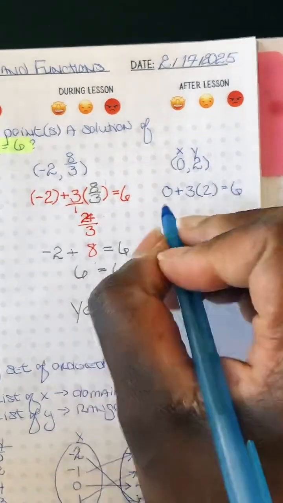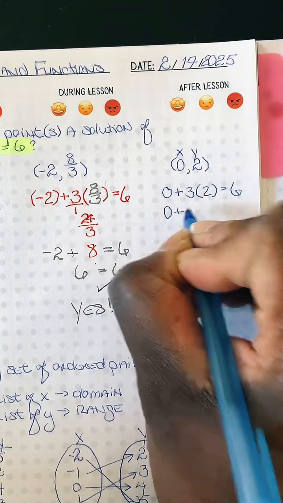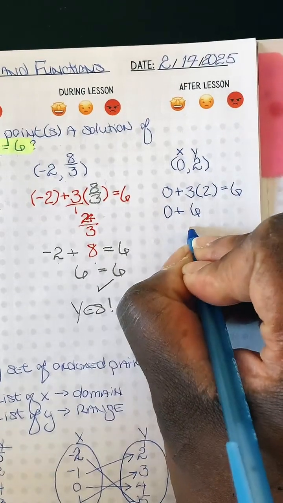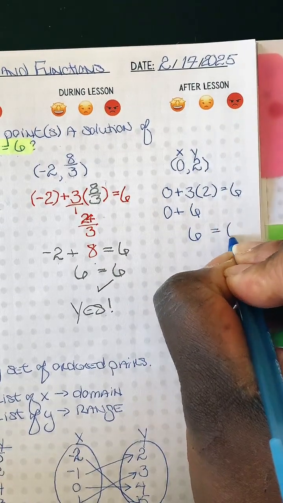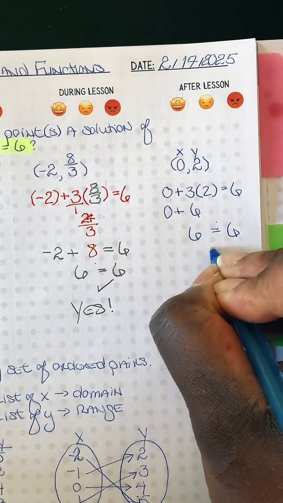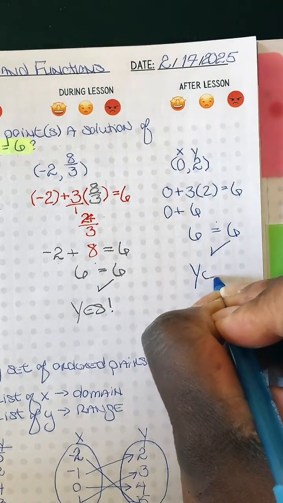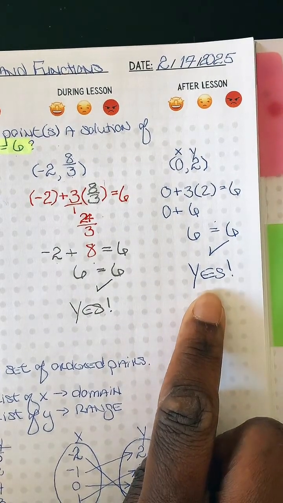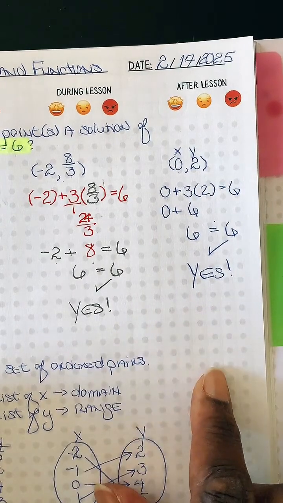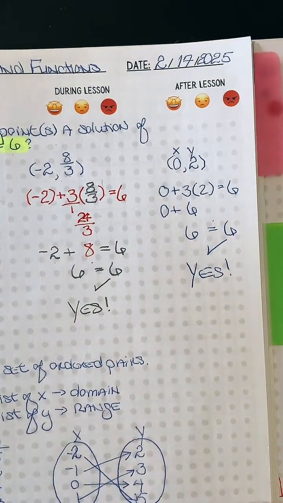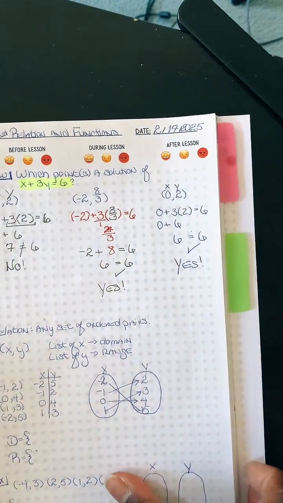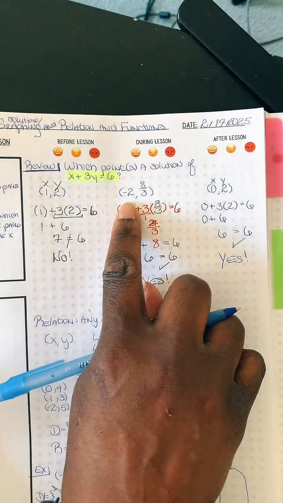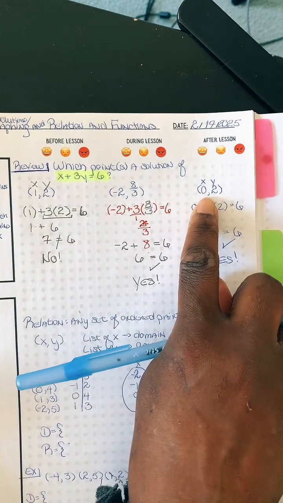All right. So we have our 0, we have our plus. 3 times 2 gives me 6, and 0 plus 6 also gives me 6. So 6 does equal 6. So that works. Yes. So that is one of our solutions. So the only 2 points that work for that equation are my (-2, 8/3) and (0, 2).